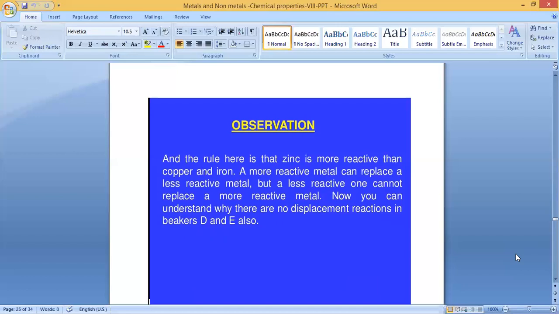So you have taken 5 beakers, A, B, C, D, E, with different substances. One metal can replace another metal, but there is some rule.